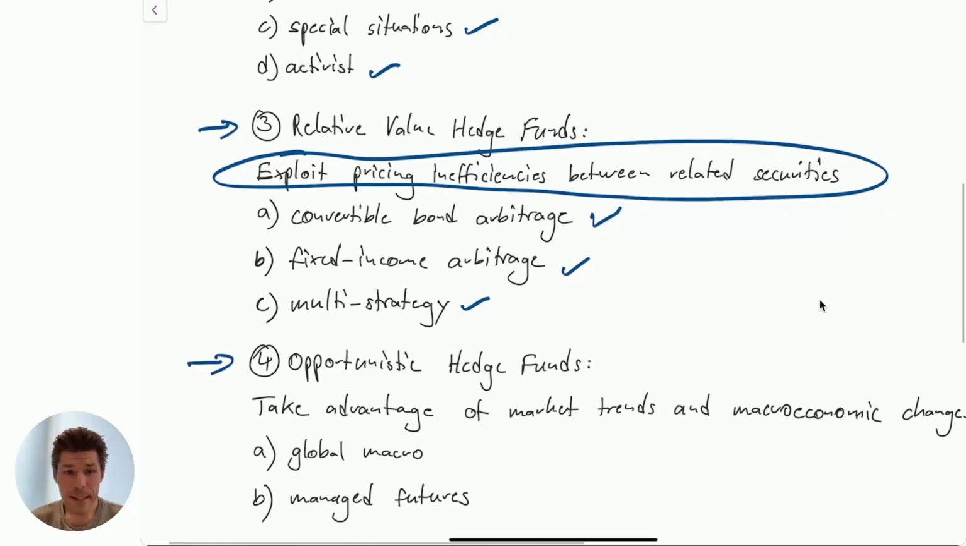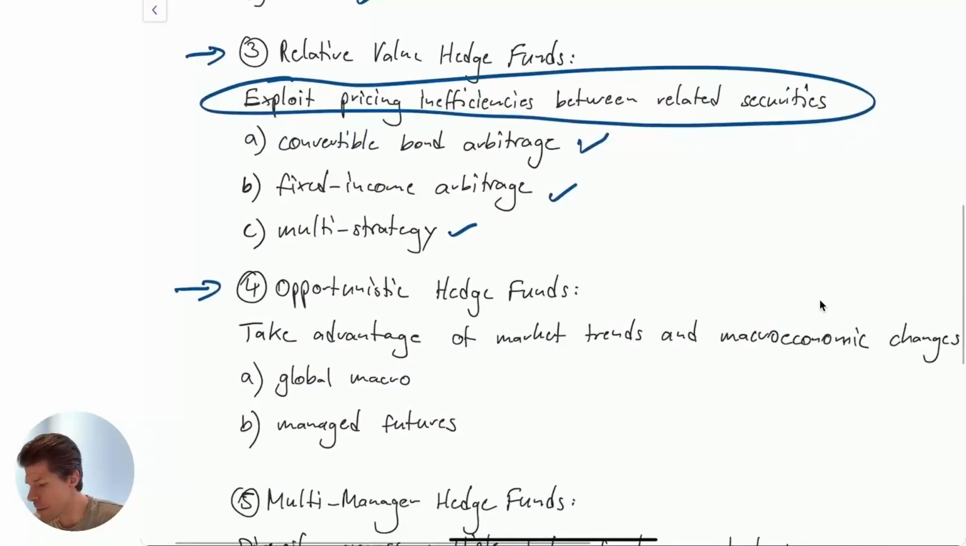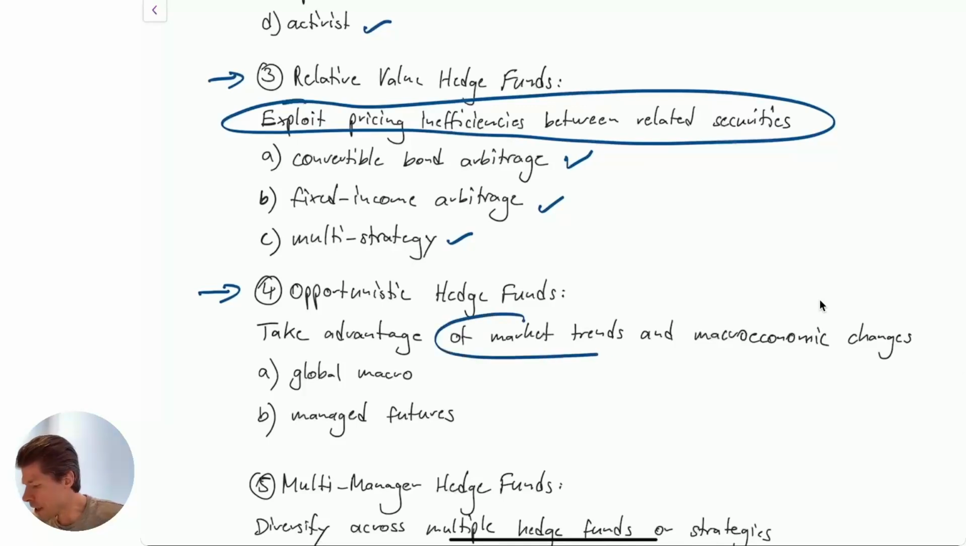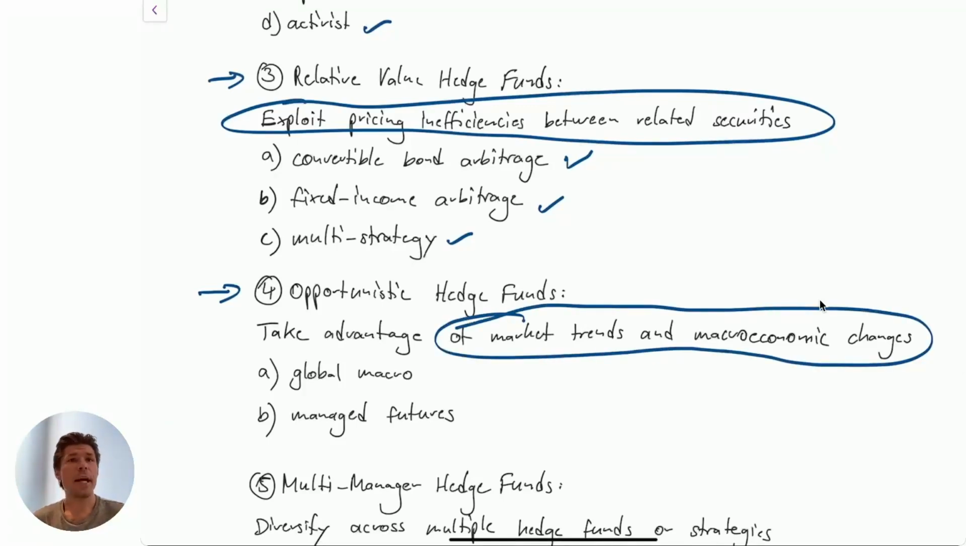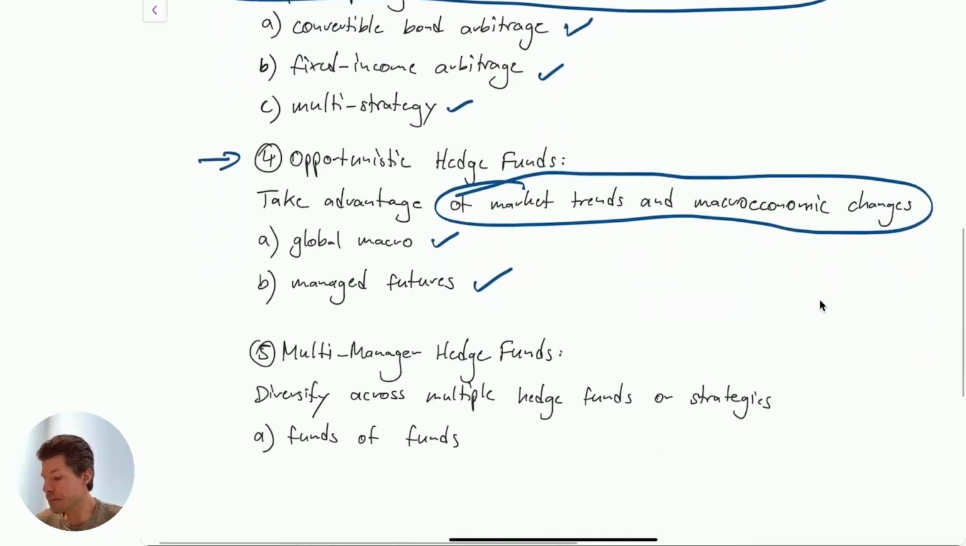Then we have some opportunistic hedge funds. There it's really about observing market trends and macroeconomic changes. You may know Ray Dalio, one of the big hedge fund owners. He's all about macro investing, market trends. So here we talk about global macro investing based on currencies, interest rates, inflation changes, and making use of those changes, or managed futures, which means using futures contracts to bet on commodities, currencies, and market movements.